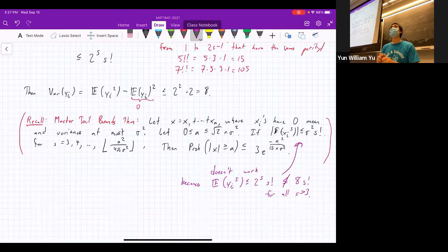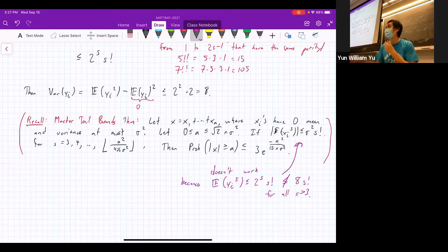What can we do? One thing you could do is change the bounds to be larger. You could say, well, your variance is at most 8, but maybe your variance is at most some bigger number. But you notice that here we have this 2 to the s term, so even for any fixed big number you choose, that's not quite going to work.